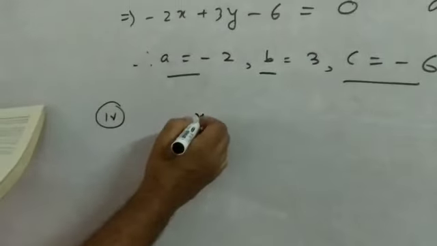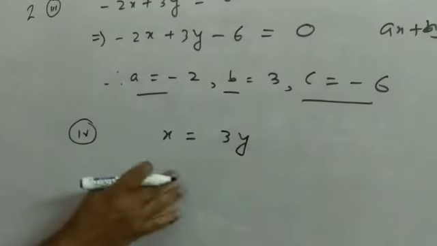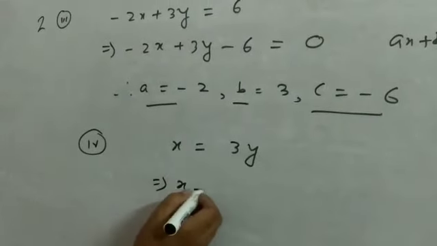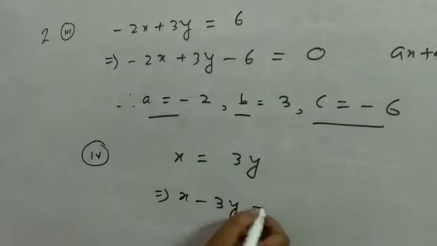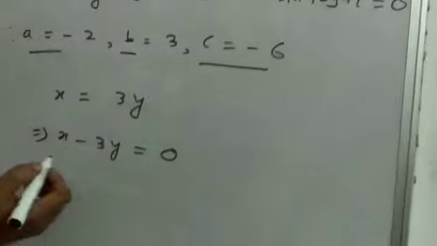Here number 4 is given: x is equal to 3y. Okay, x equal to 3y. So this we can write x minus 3y, this term transferred to this side is equal to 0. This is of this form. But here the third term, the constant term, is not there.